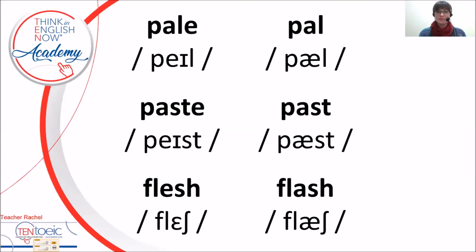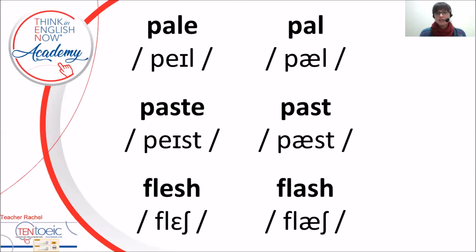Next one, pale. One definition is the color of our skin. So I am sick, so my face is pale. I don't have any color. I'm very white. Pale. Pal. This is a friend. It's another word for a friend. The little boy has a good pal. He has a good friend.